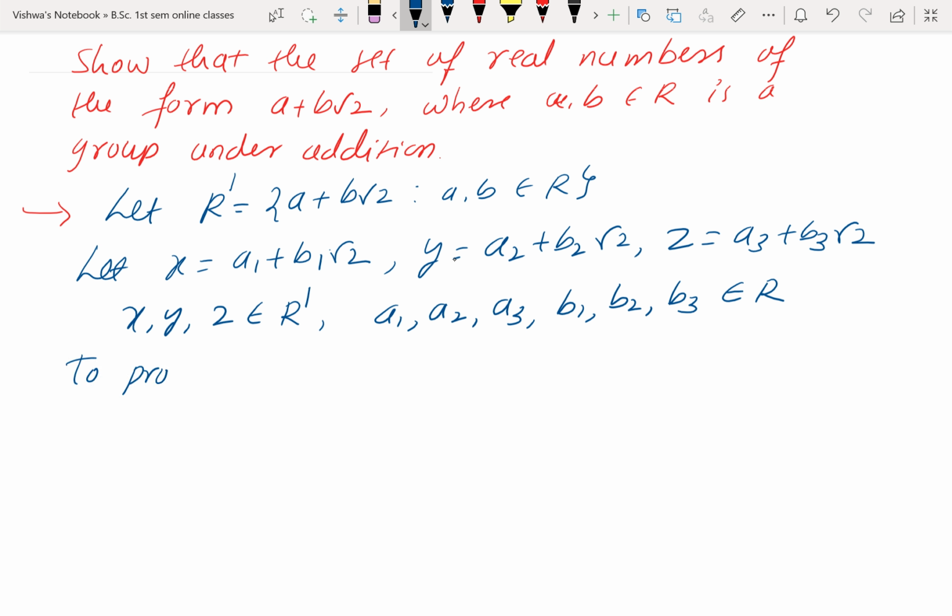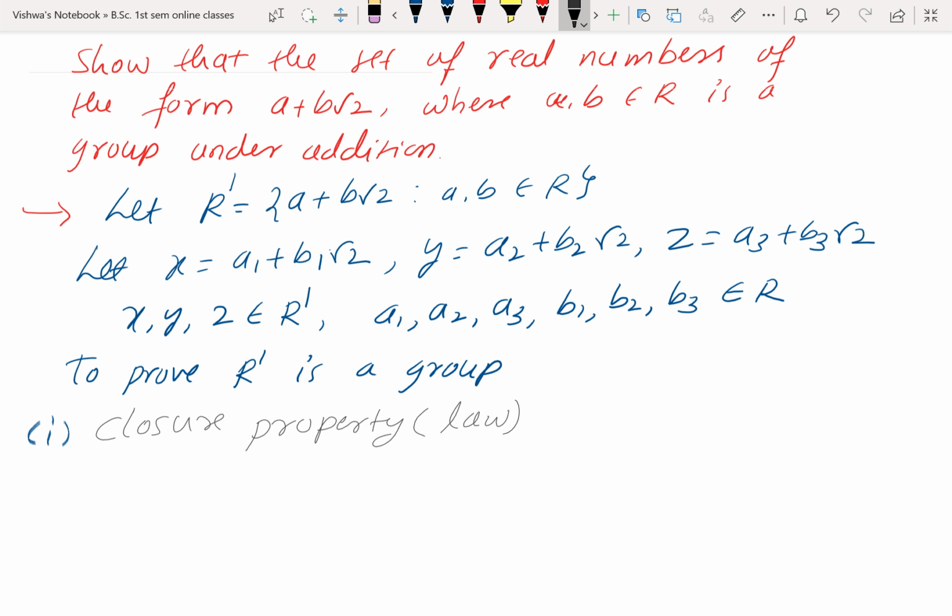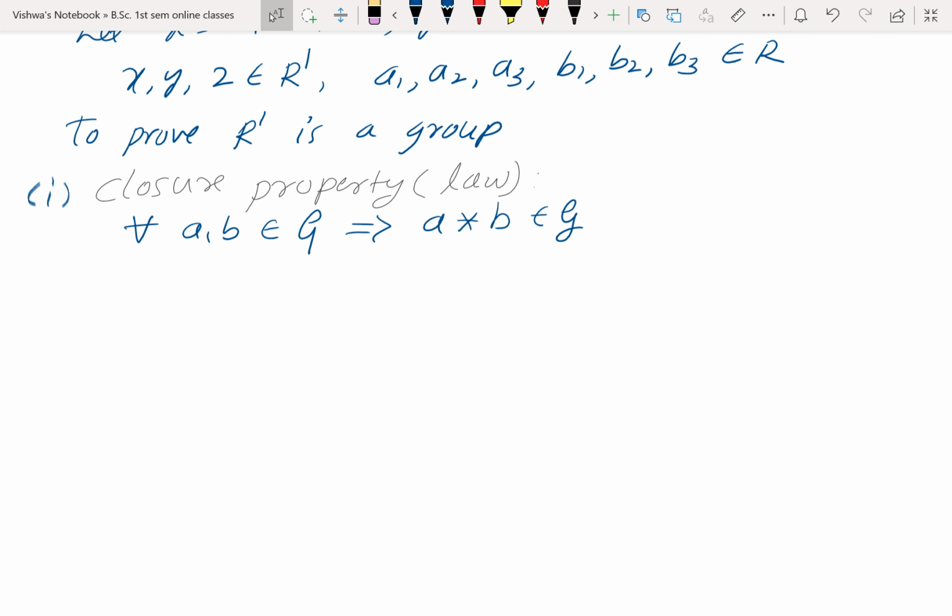Now to prove r dash is a group, that we need to prove. So for proving r dash is a group, we must satisfy the four properties: closure property, associative property, identity and inverse. So first of all let us prove the closure property or closure law, right? So for that, the general statement is for all a, b belongs to G, it implies a star b belongs to G. So it is the general statement of the closure law.